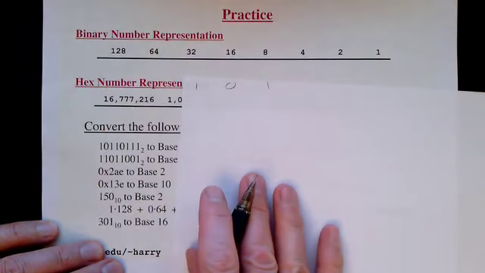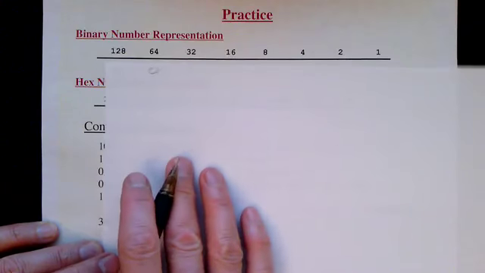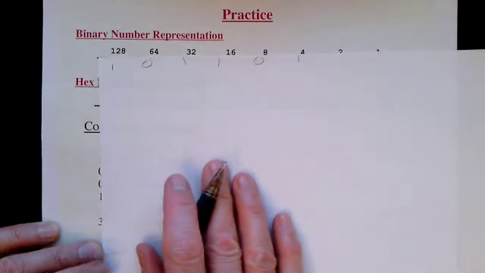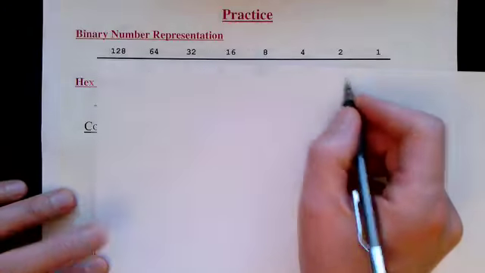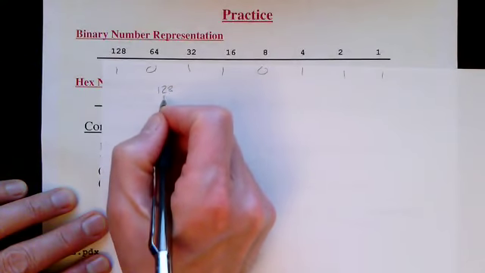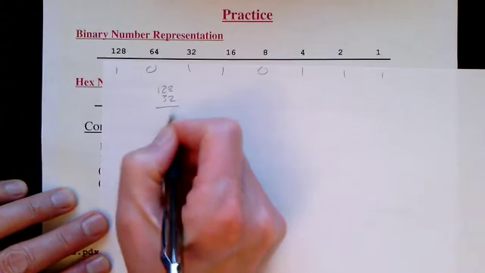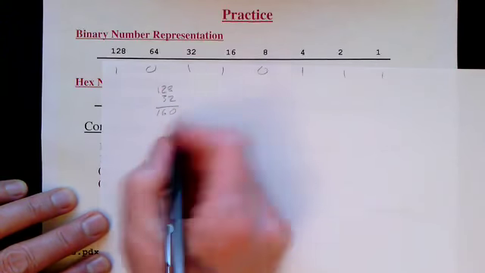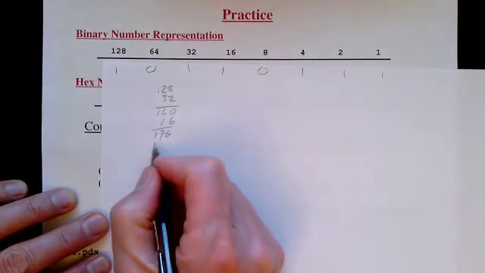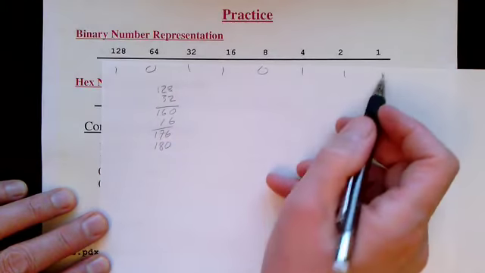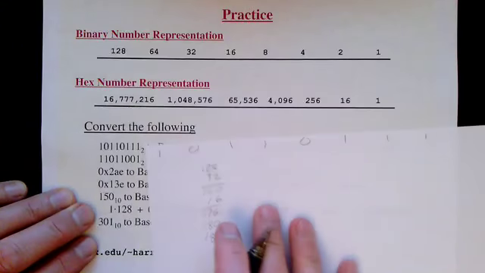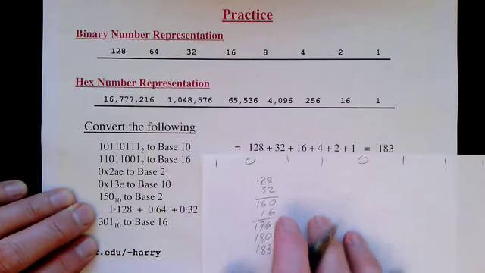101, 101, and then we end with 1, 1. So I'm trying to make these line up here. 1, 1. So we can see we've got 128 plus 32. Okay, that's 160. Plus 16, that's 176. And plus 4, that's 180. And 2 plus 1 is 3. So 183 is our answer. And that's what we see there.